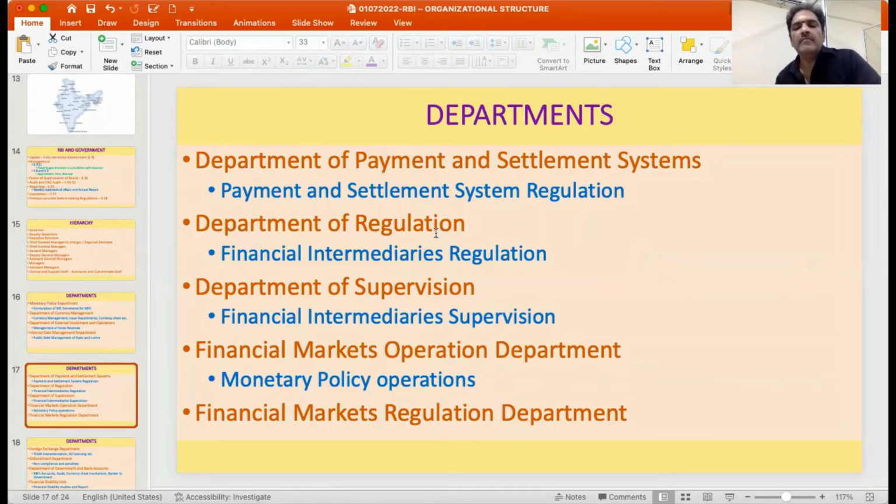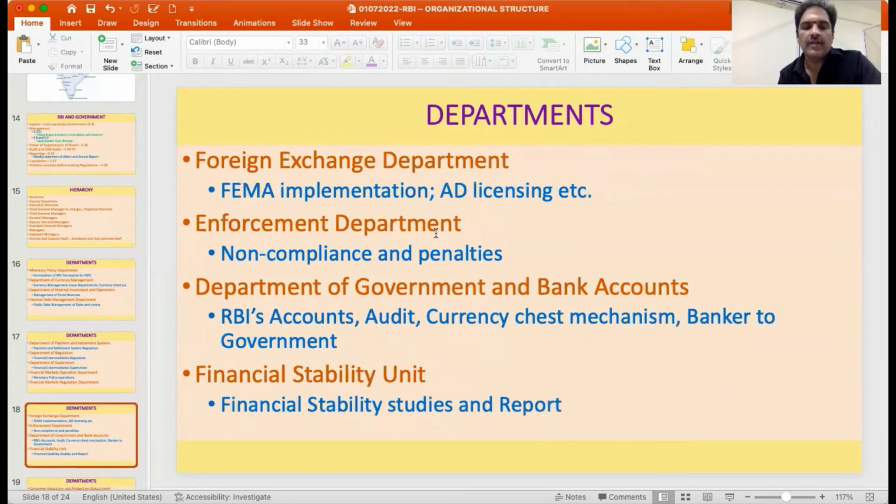Then the financial market operations in relation to repo, reverse repo, all the tools that we have talked about, to operate them, you have the Financial Market Operations Department. And the various instruments that are there and the regulation relating to these instruments, and also in relation to the financial markets which are coming within the regulatory purview of RBI, is handled by the Financial Markets Regulation Department.